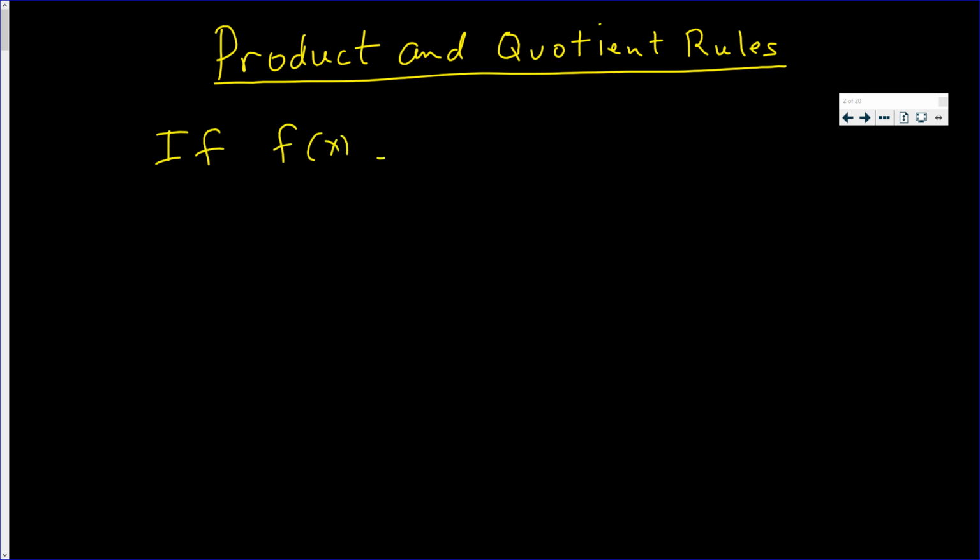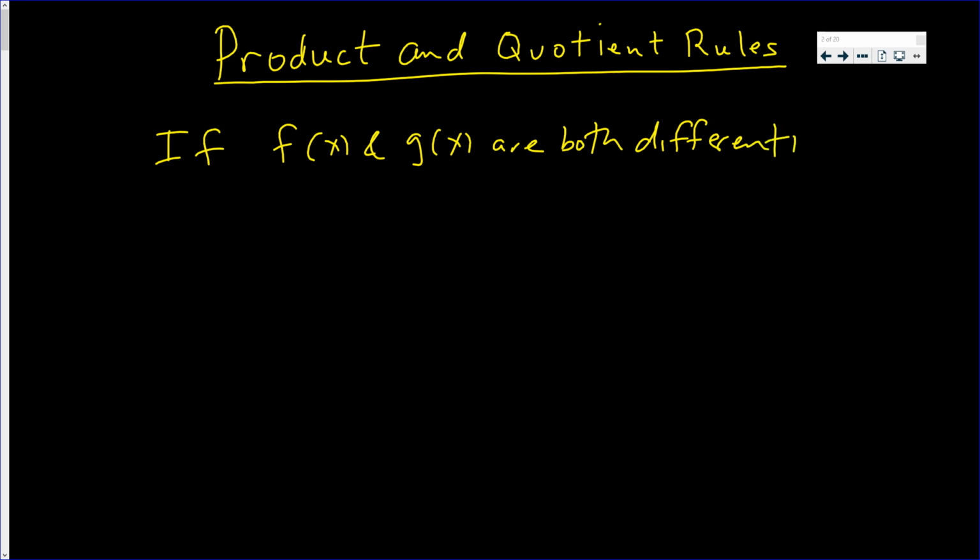If f(x) and g(x) are both differentiable, remember, not all functions are differentiable everywhere. But when we say they're differentiable, we mean everywhere on the domain described. If you don't have a domain, then it means everywhere. Okay. Then the following is true.